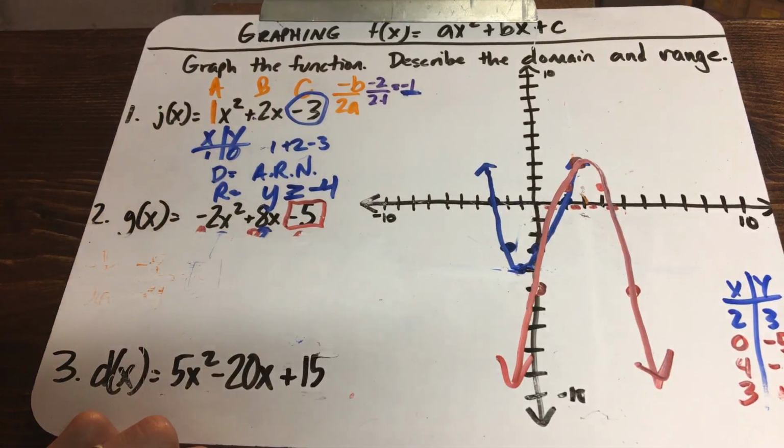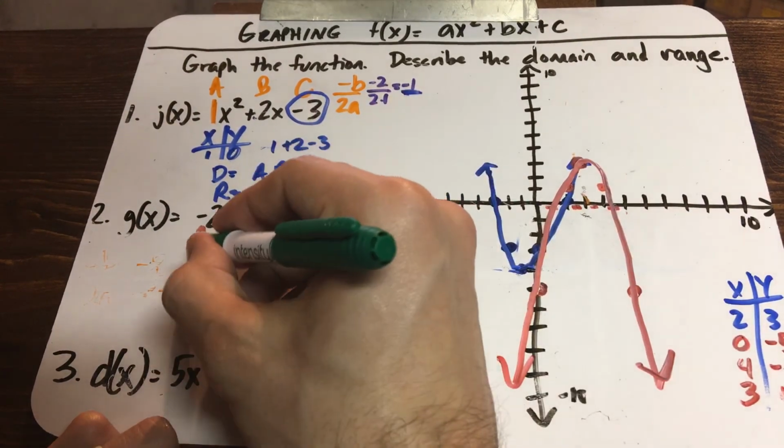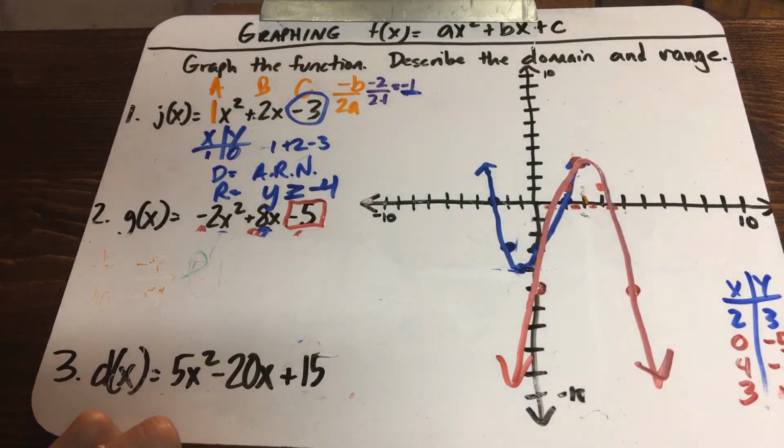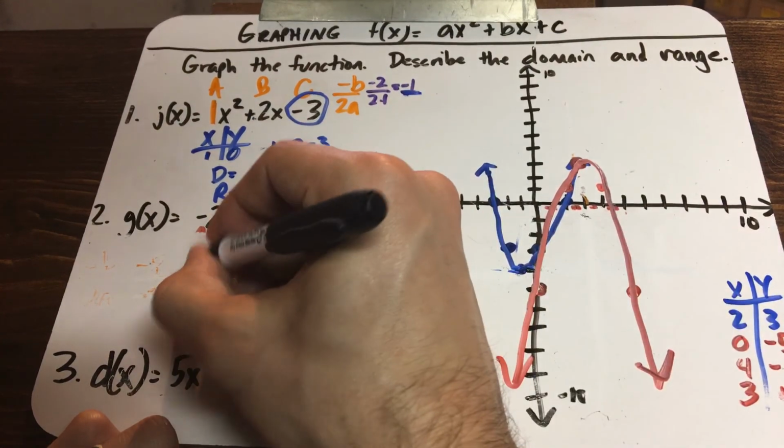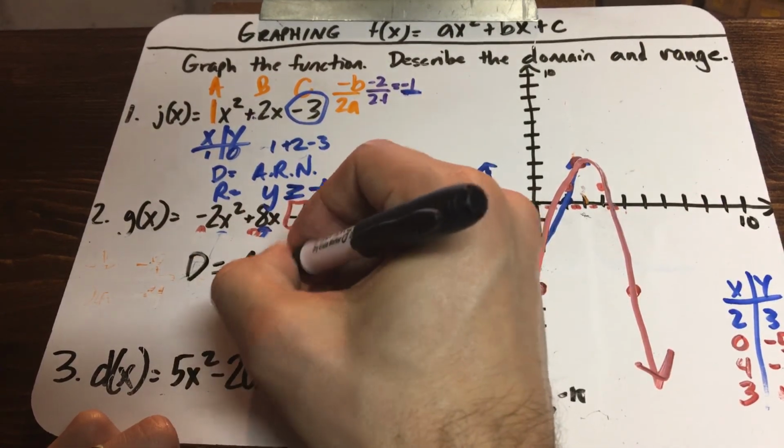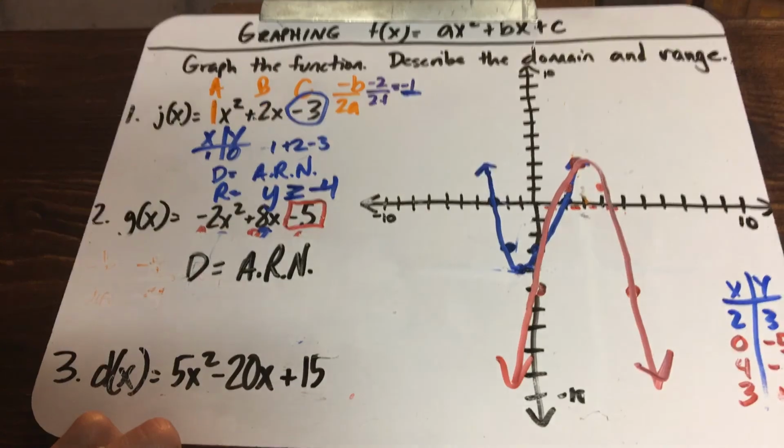If I did want to do the domain and range, the domain is all real numbers because this thing goes forever and ever to the left and it goes forever and ever to the right. The domain on all of these so far in this chapter is going to be all real numbers.